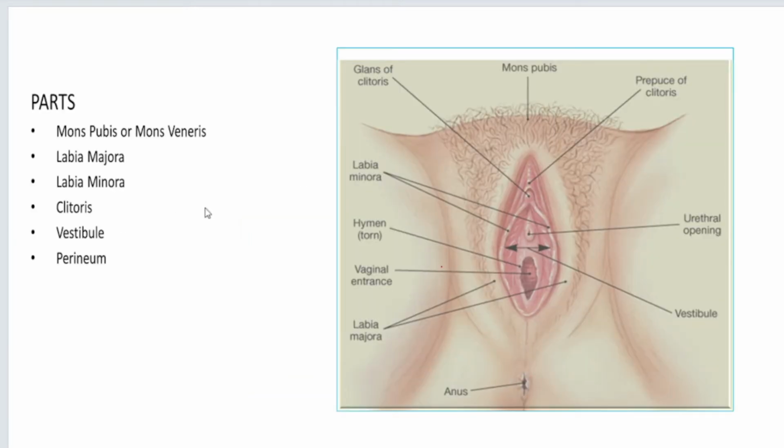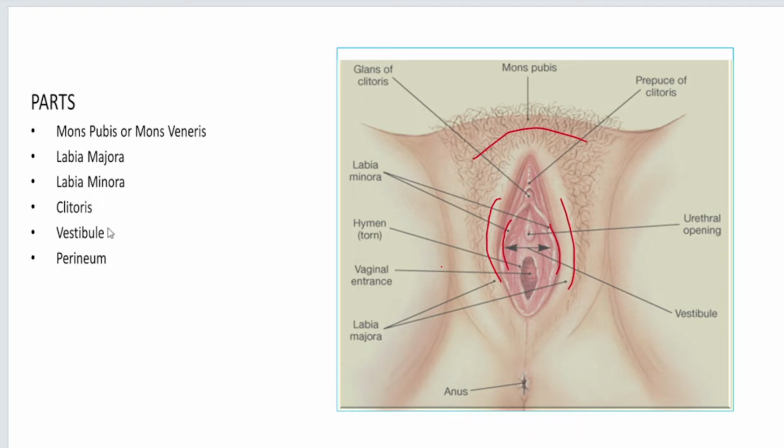Here I mention the parts of the vulva one by one. Mons pubis or mons veneris. Here you can see the mons pubis or mons veneris. The other part is the labia majora on either side. Labia minora are the inner sides of the labia majora. These are the two labia. Labia is nothing but lips. The outer, bigger ones are the labia majora. The inner, smaller ones are the labia minora.